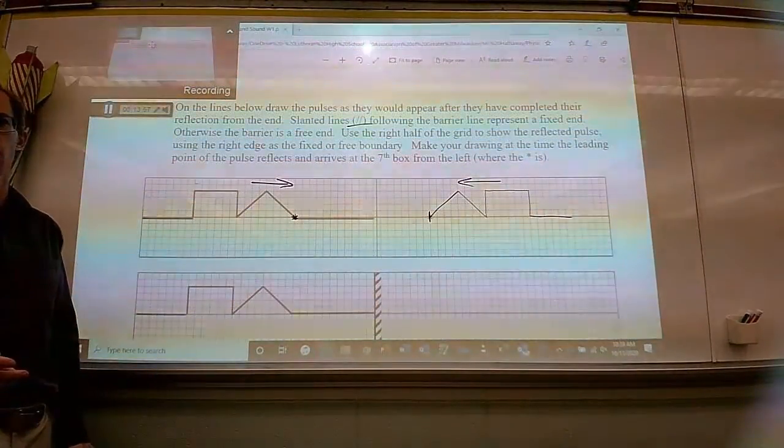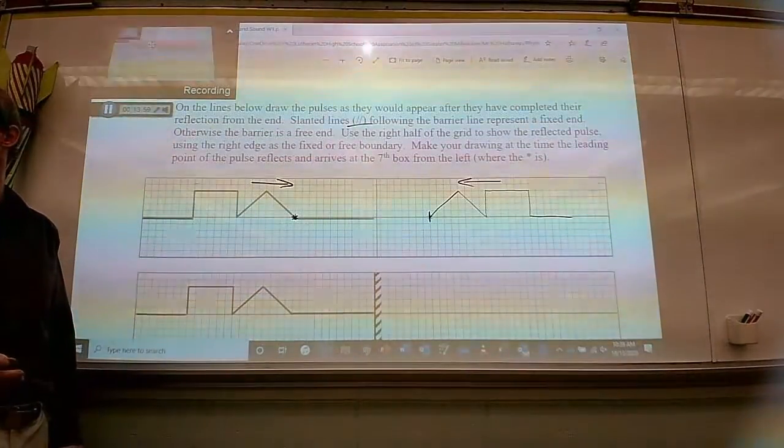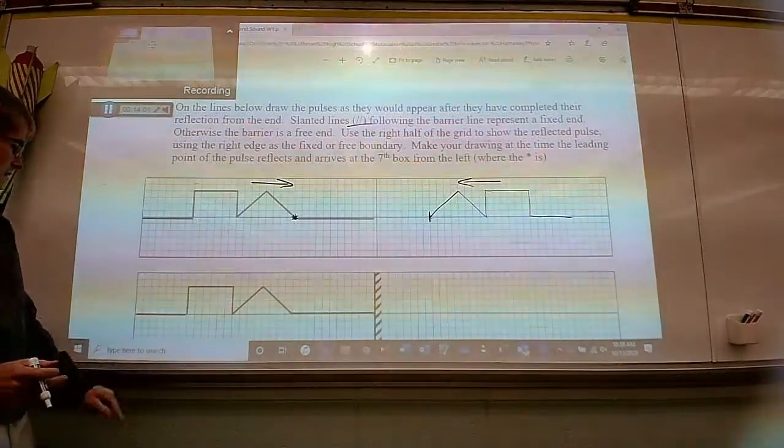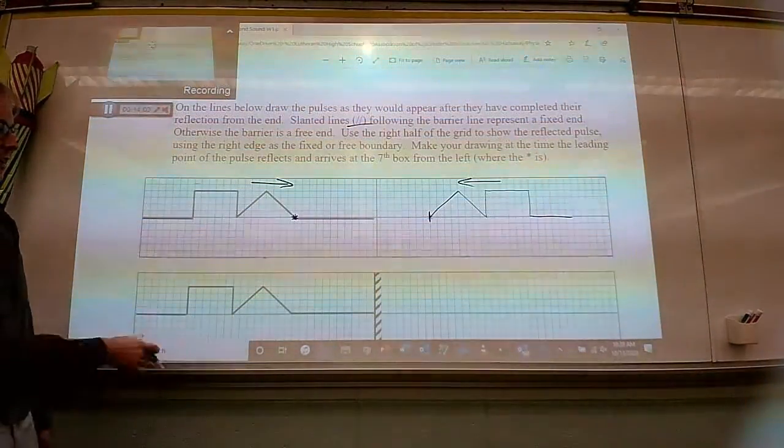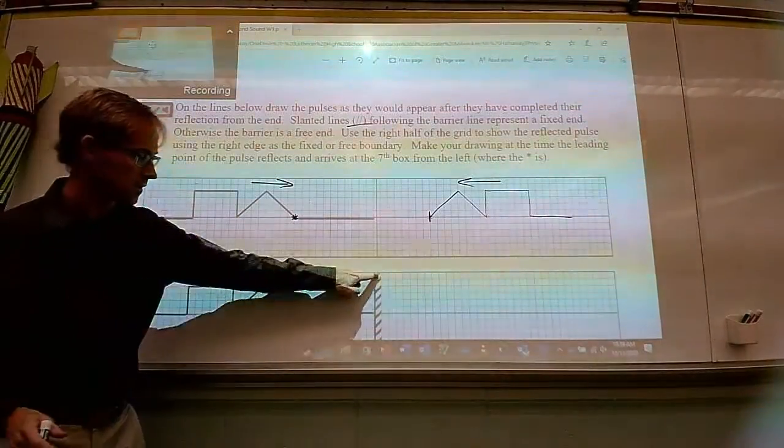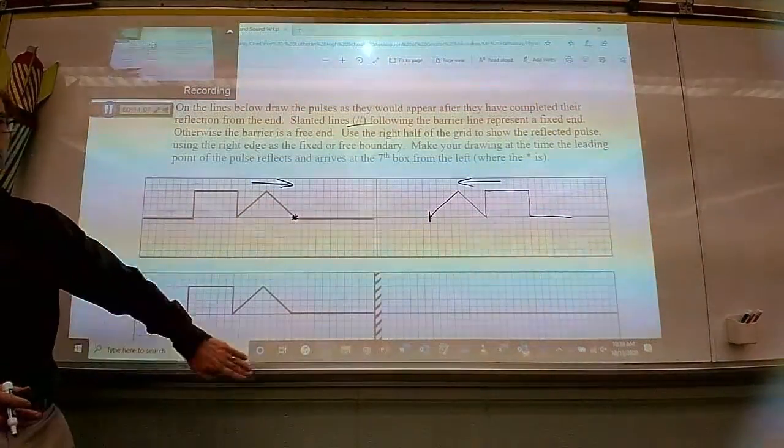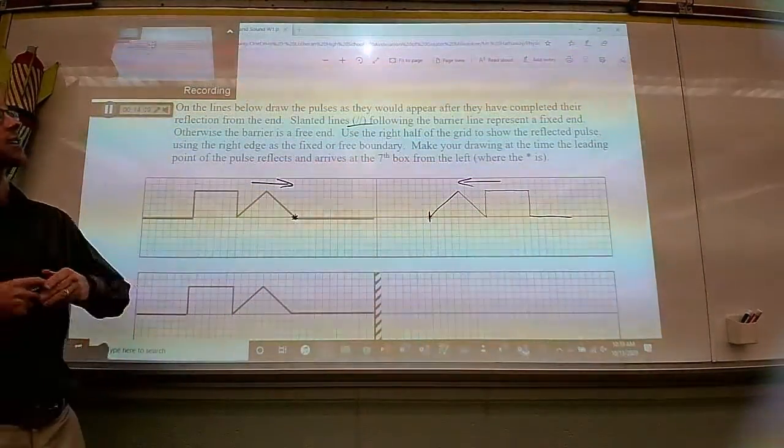Questions on how that works? So the second one you're going to end up with the same answer on the second one, except it's a fixed end. So they're going to be flipped to the underside. And that's how that works.